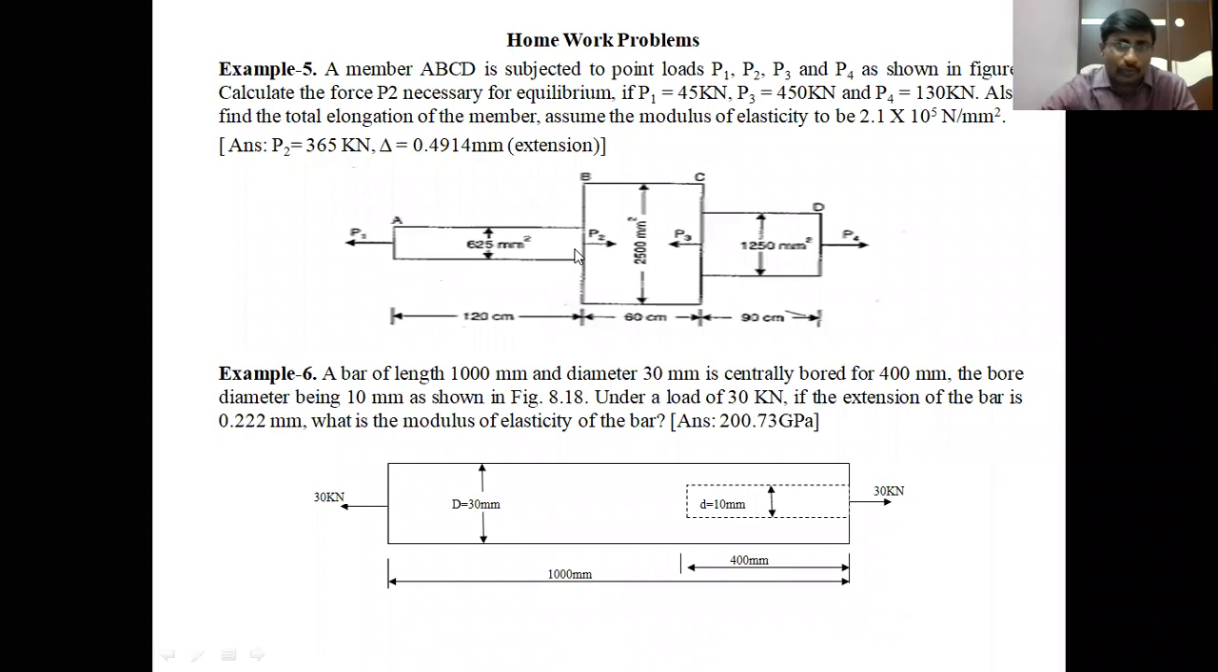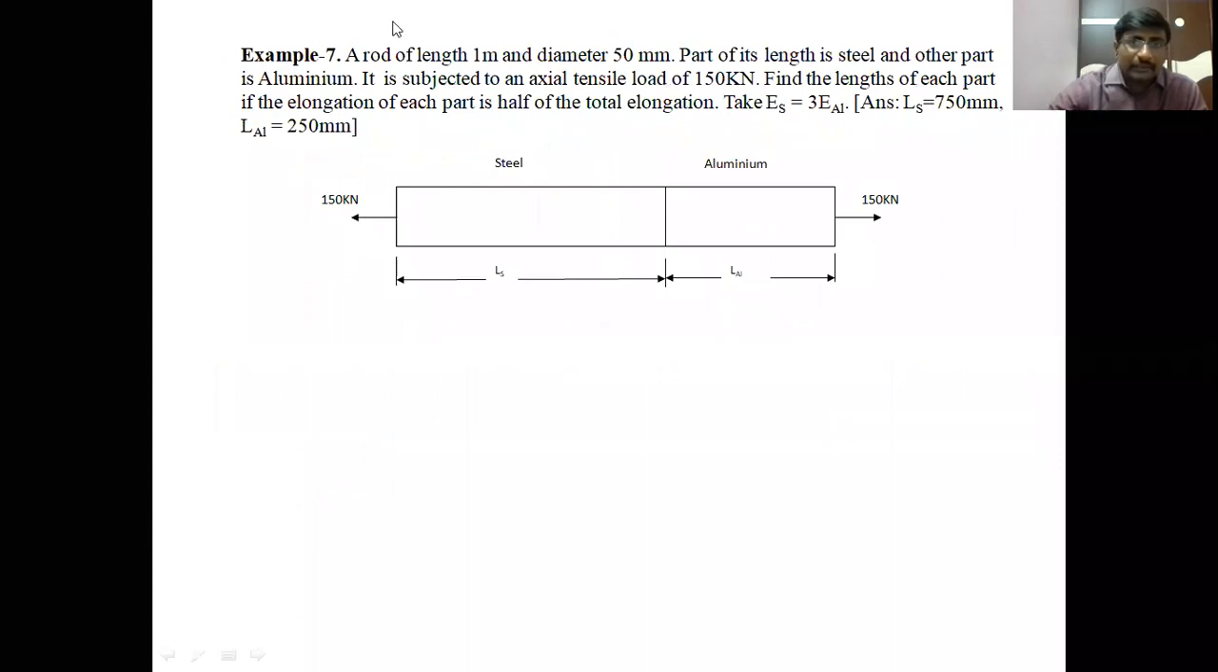Try these two problems as homework, and the next problem also take it as homework. Let us explain that problem. Example 7. Let us go for the problem. First of all, let us read the problem.